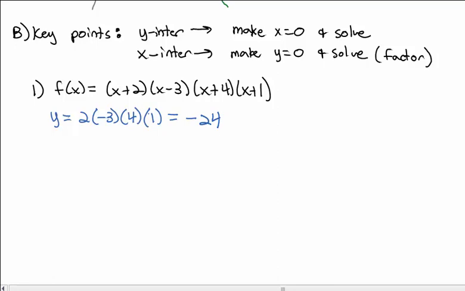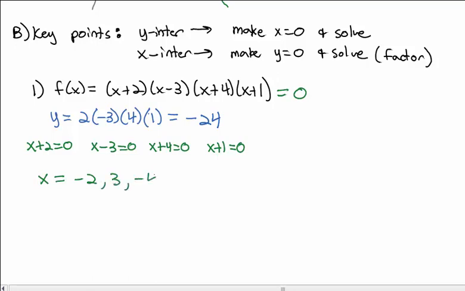The x-intercepts we get by making the whole thing equal to 0, and so we end up with x plus 2 equals 0, setting each factor equal to 0: x minus 3 equals 0, x plus 4 equals 0, and x plus 1 equals 0. And when I do that, I get x-intercepts of negative 2, positive 3, negative 4, and negative 1.